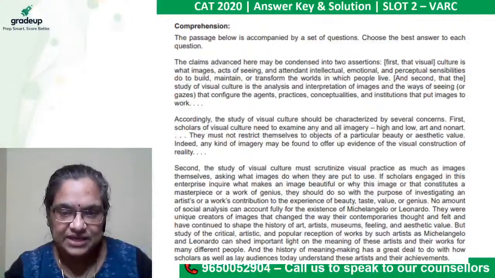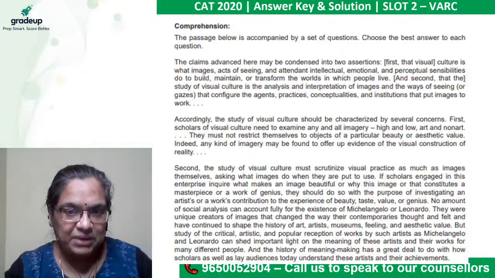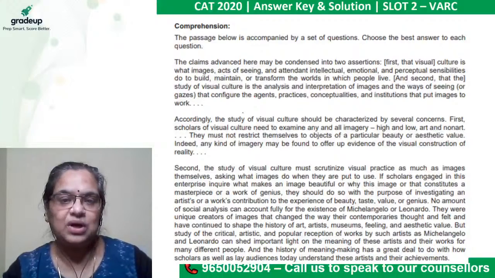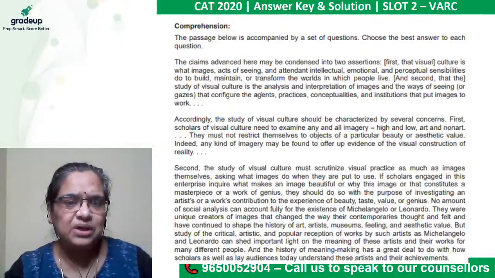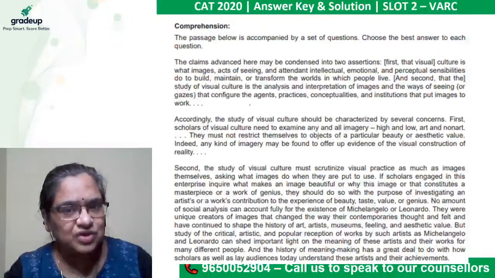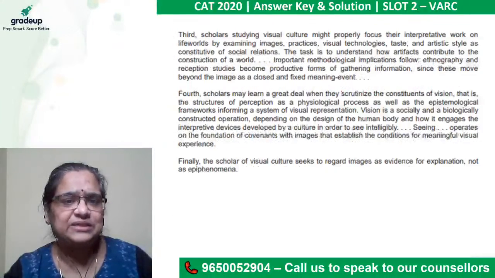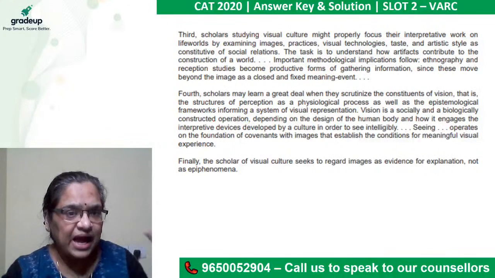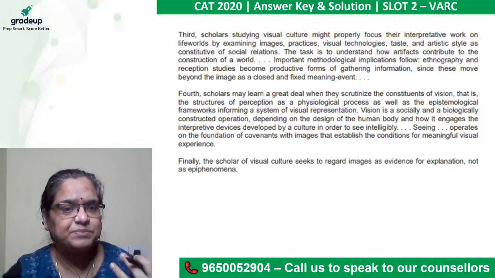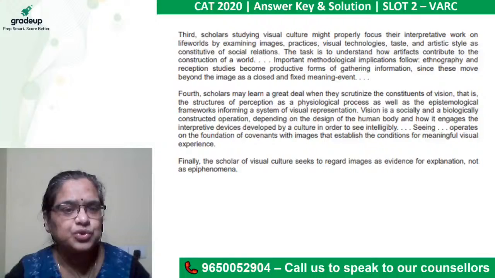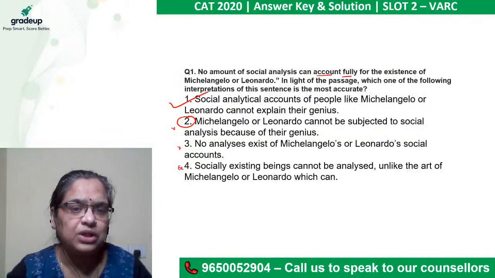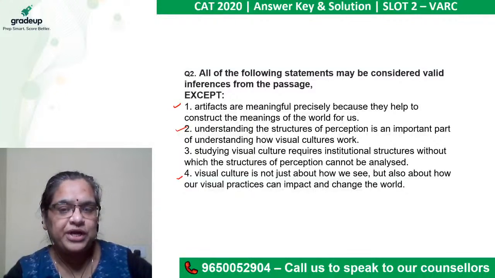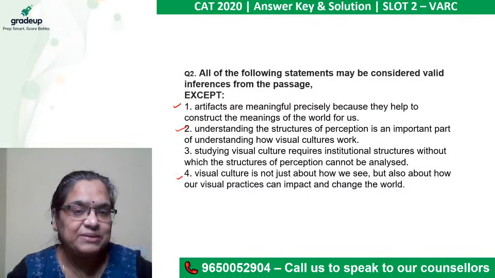Here he says, okay, meaning is important. We need to understand how visual culture, the analysis and interpretation of images, and the ways that structure agents, practices, conceptualize and institutions. Third, he says that they are a part of our life worlds. And fourth, he says that vision is a socially and biologically constructed operation. Putting all that together, especially the first point, we will see how visual practices impact the world.